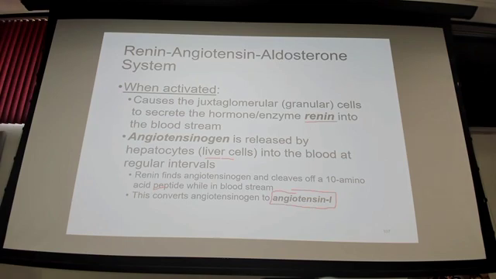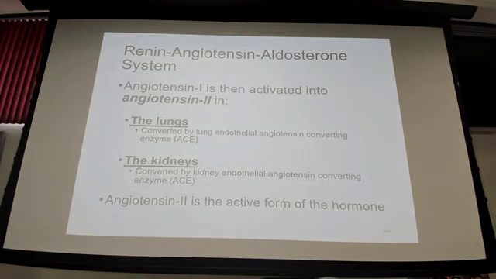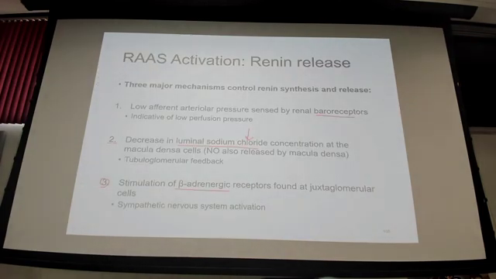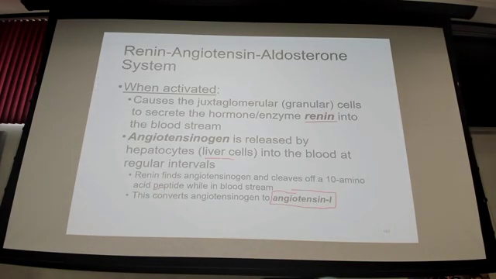Yes? Before we go, backing up, all three of those things have to happen? No. Or just one? Any one of those things. Oftentimes you will find that they happen in concert, but any one of those things can cause an increase. It can turn the RAS system on. Yes. Okay. So renin encounters angiotensinogen and then becomes angiotensin 1.